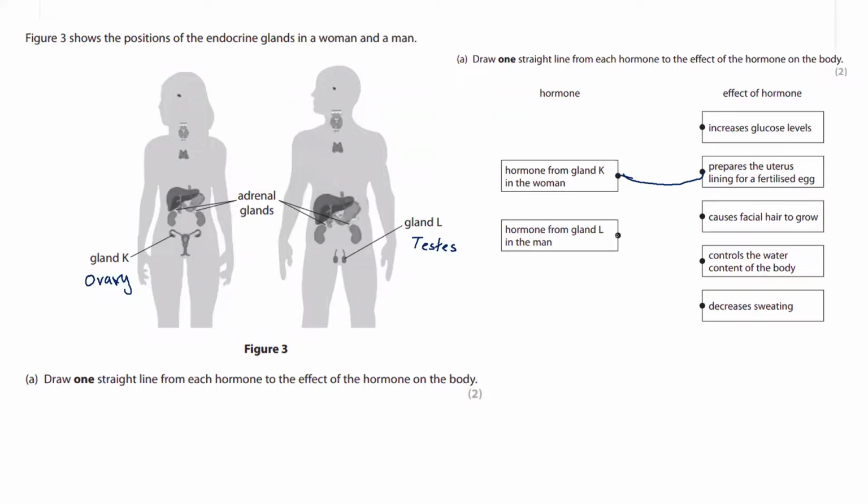Nice thing to remember: causes facial hair to grow. Facial hair is caused by testosterone. Women do have a little bit of testosterone, but not as much as men. Testosterone is produced by other areas in the body, but only men have the testes and only women have the ovaries. So it's a nice, easy 2 marks, it gives you a bit of a clue, because you could have got a harder gland than that.